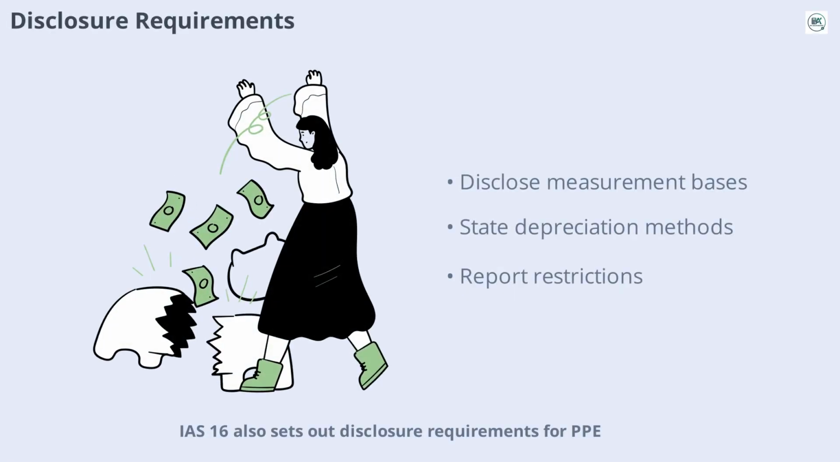IAS 16 also sets out disclosure requirements for PPE. Companies must provide information about the measurement bases used, depreciation methods, useful lives, and any restrictions on title. These disclosures help users of financial statements understand how PPE is valued and managed, supporting transparency and informed decision-making.